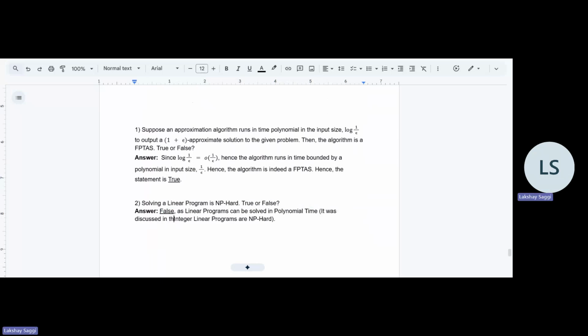It was discussed possibly in the lectures that integer linear programs are actually NP-hard. So you just have to take this for granted for now. Linear programs can be solved in polynomial time. How do we solve them? The algorithms for solving these linear programs are out of the scope of this course at least, but one can take this as a given.